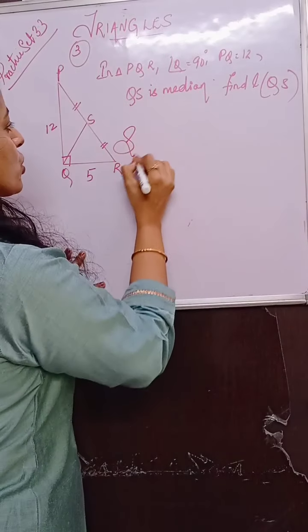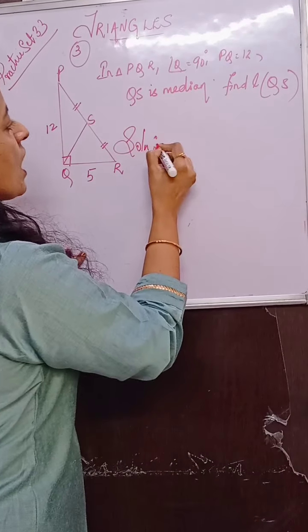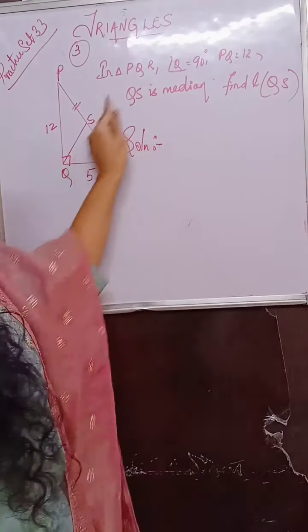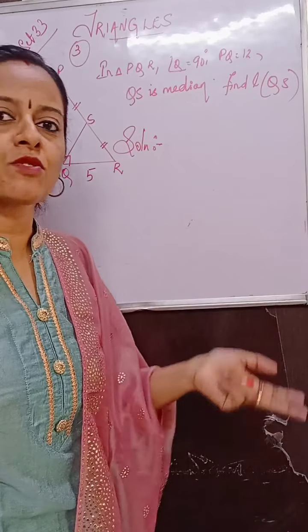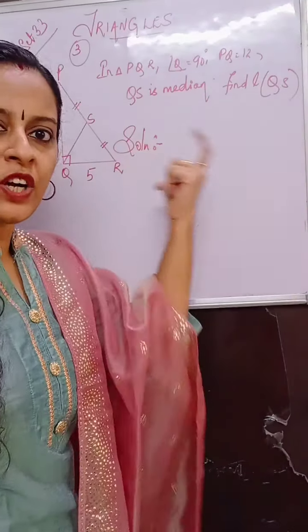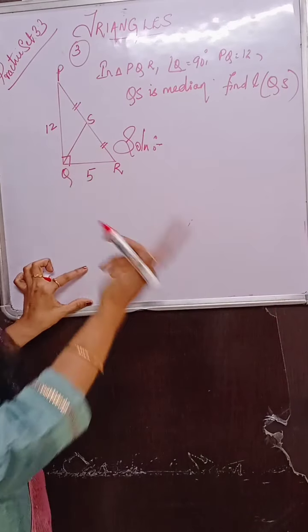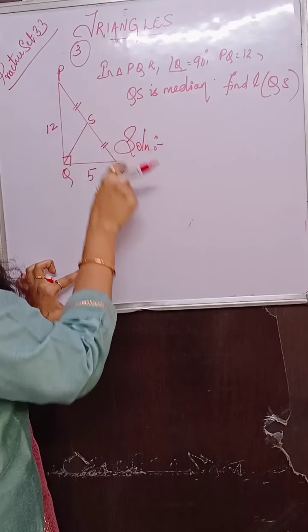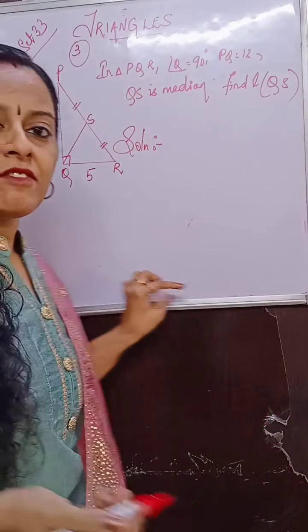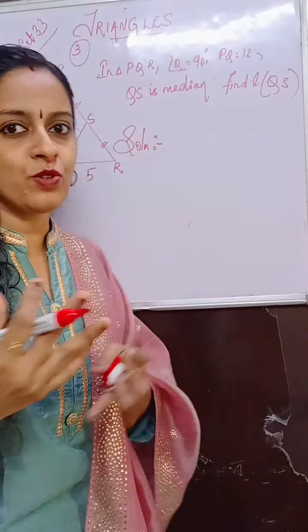Okay, solution. What is the question asked? Find length of QS. Yes, they have asked us to find the length of median on hypotenuse. Do you know the length of the hypotenuse in this triangle? No. Hypotenuse is PR. We have to find PR. We will use the help of hypotenuse side test.